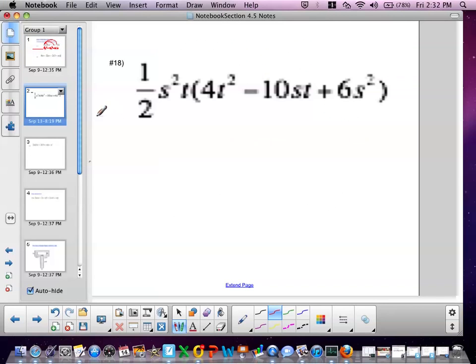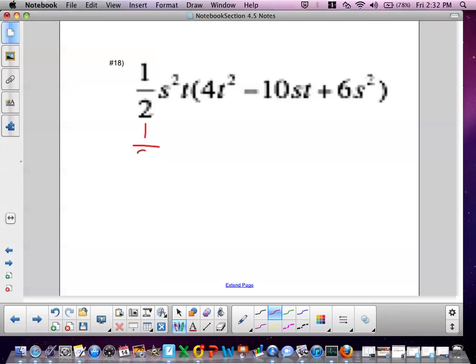The next problem on your handout is number 18. This is fuzzy on the screen, but you can look at it on your notebook paper and follow along. I have 1/2 s to the second power with the t. In fact, I'm going to recopy that. It's so bad.